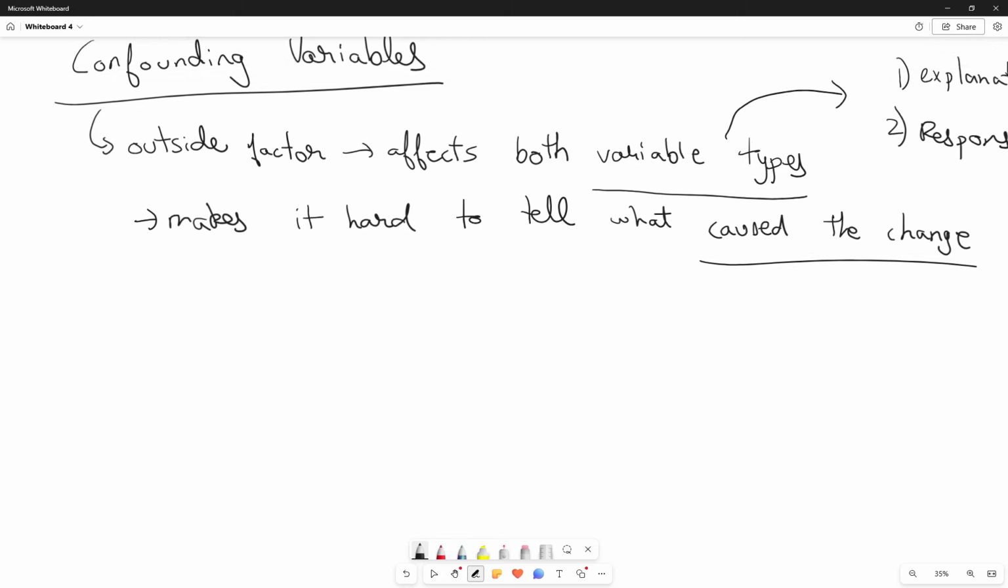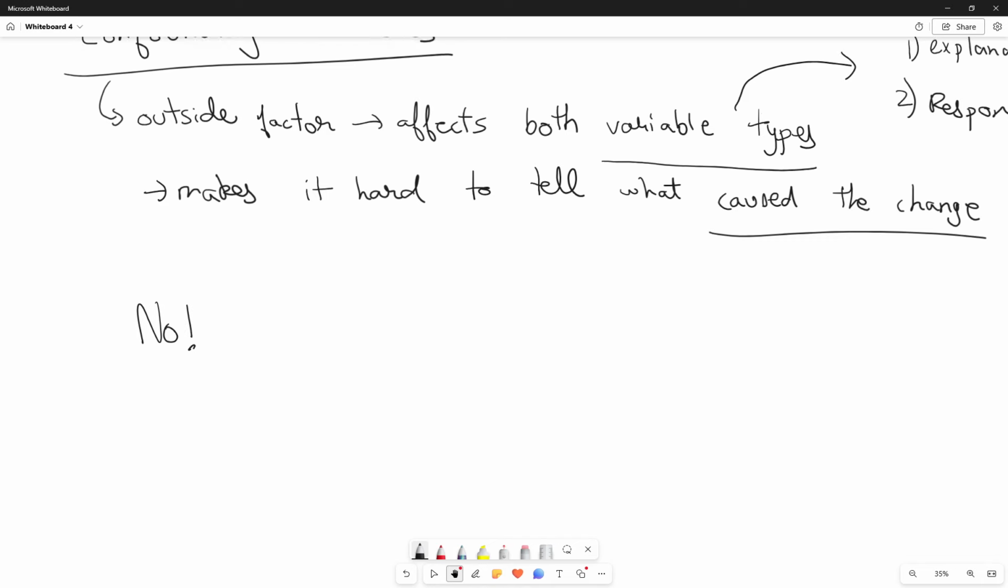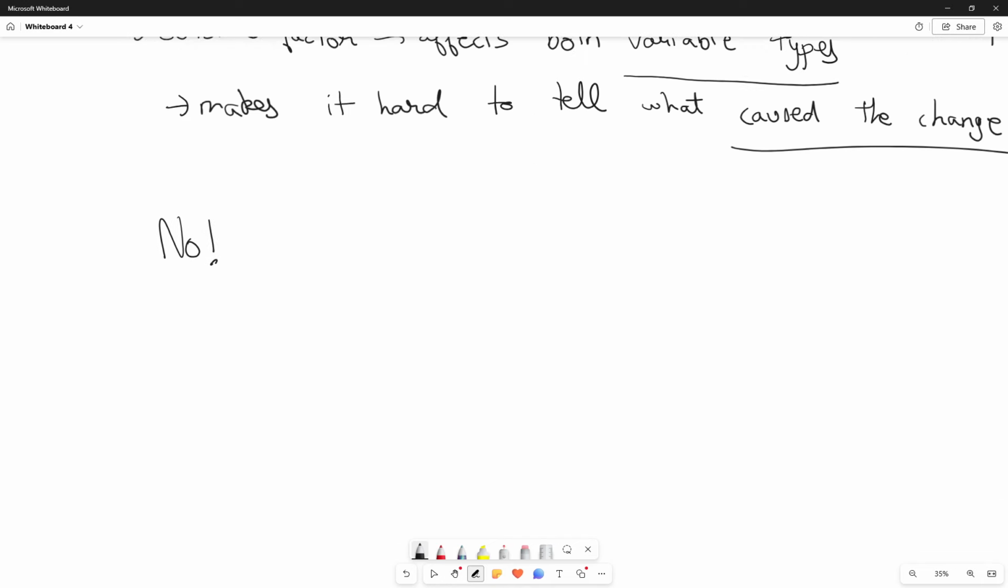So researchers notice that ice cream sales are linked to drowning incidents. Does that mean ice cream causes drowning? No, of course not. That's absurd, right?